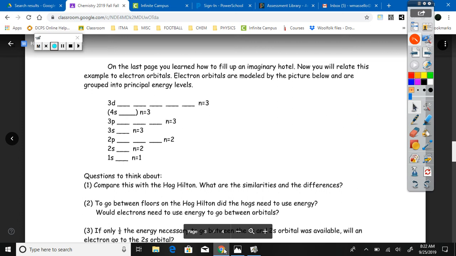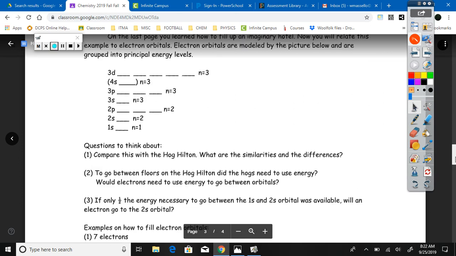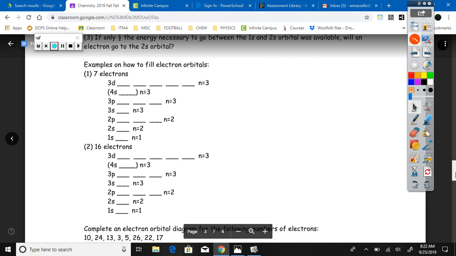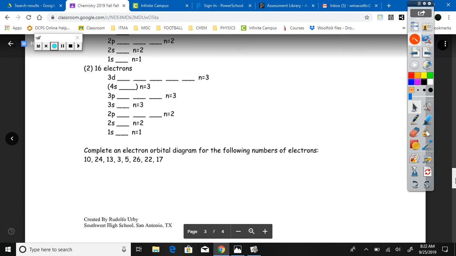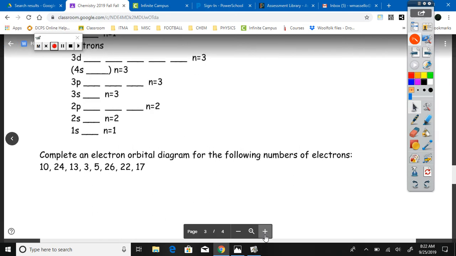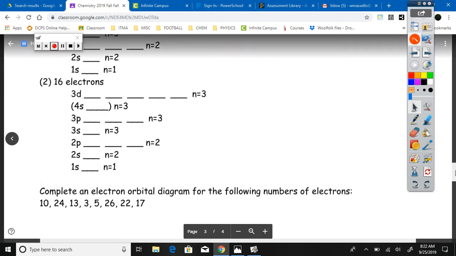Good. Okay? So, let's do this. On your little thing you just drew, we're going to put in 16 electrons. Let's jump right to it. Here we go. Zoom in some. 16 electrons. Ready? First one goes up.